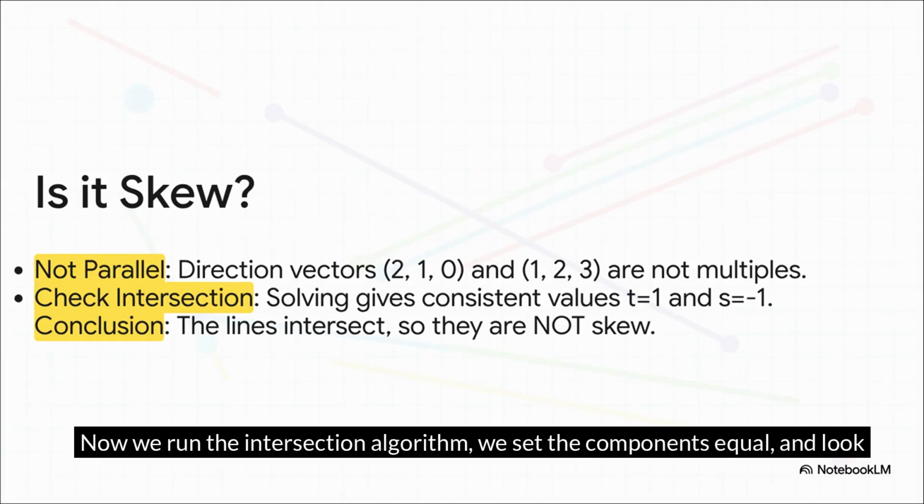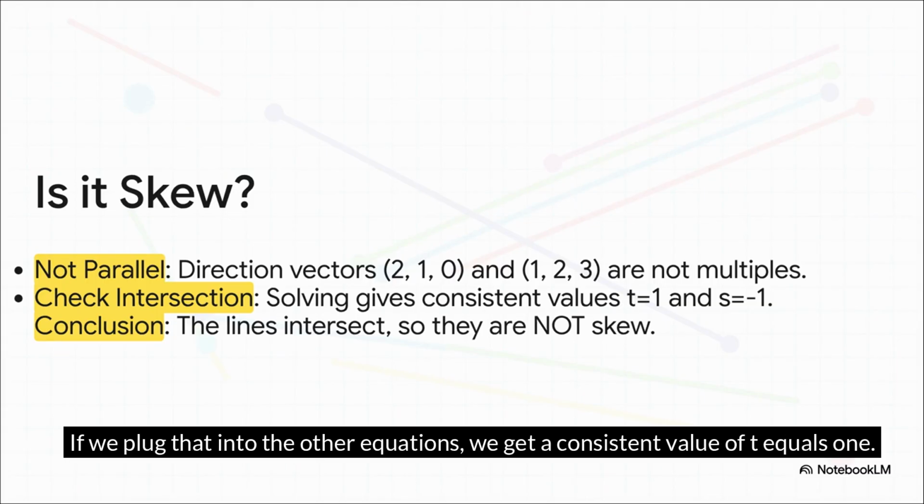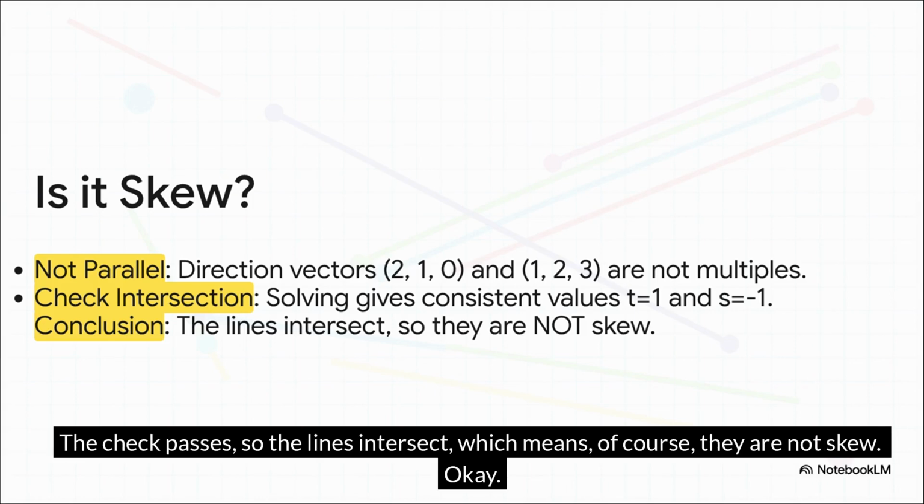Now we run the intersection algorithm, we set the components equal, and look at that, the z equation tells us s has to be -1. If we plug that into the other equations, we get a consistent value of t equals 1. The check passes, so the lines intersect, which means, of course, they are not skew.